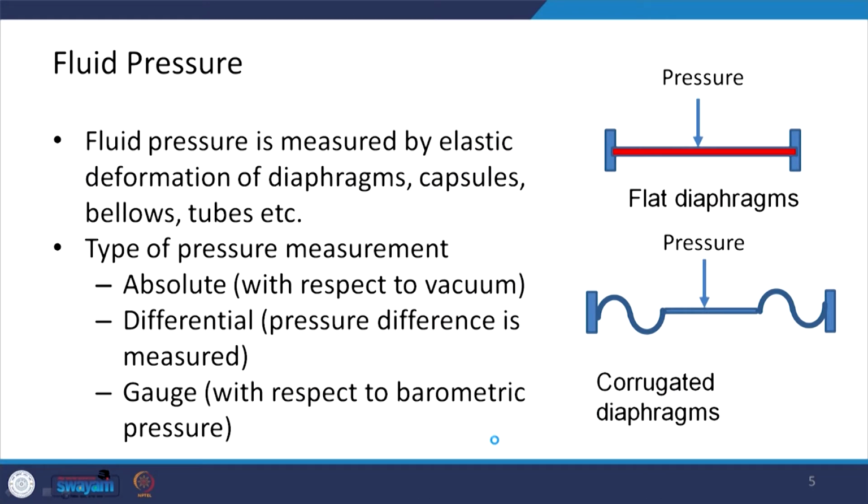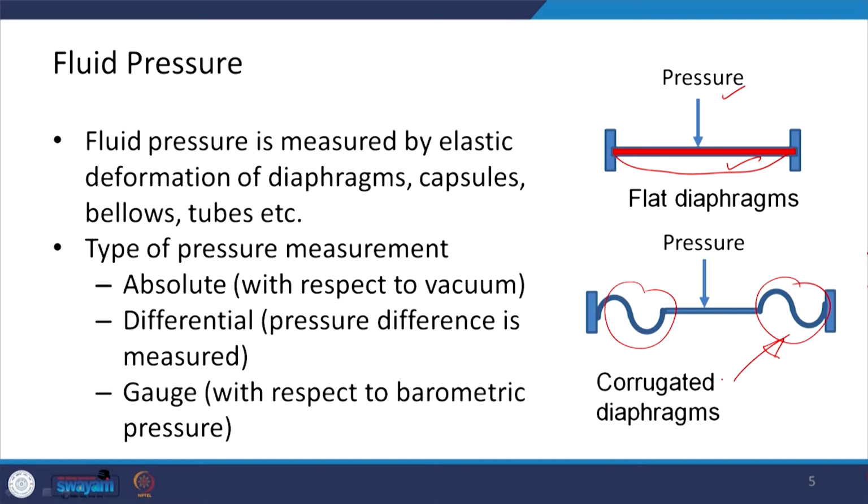Now, basically fluid pressure is measured by elastic deformation of diaphragms, capsules, bellows or tubes. Suppose you have a flat diaphragm like this. Now, when a pressure is applied, your diaphragm is going to deform. This is the principle of pressure measurement, and to increase the sensitivity of the diaphragm, some corrugation is done, as you can see over here, and this is what we call a corrugated diaphragm.